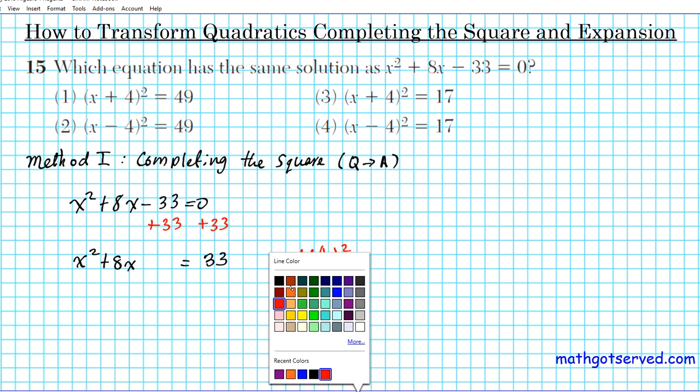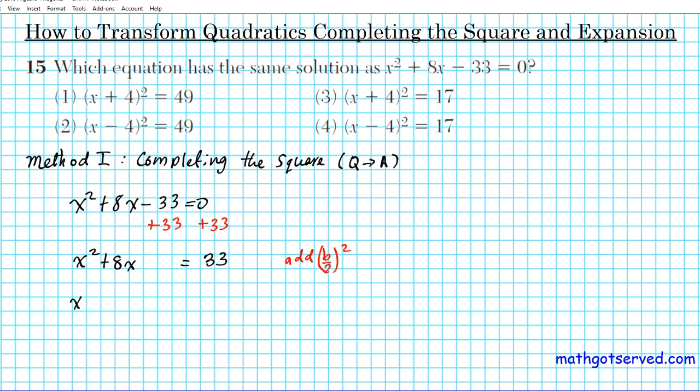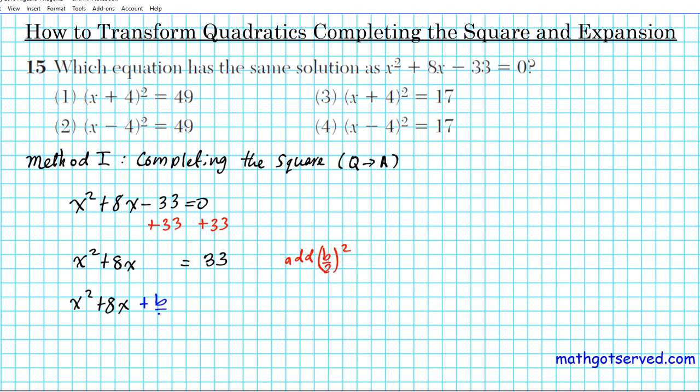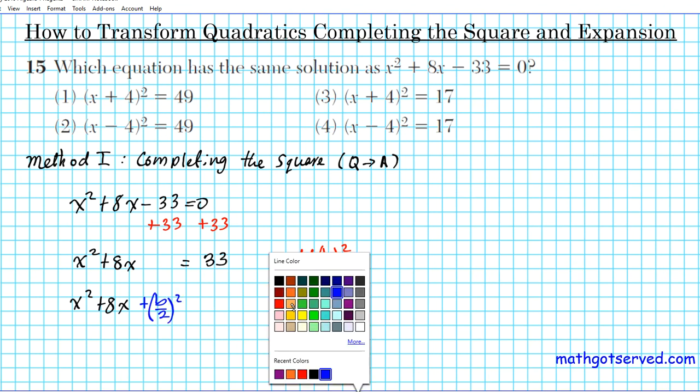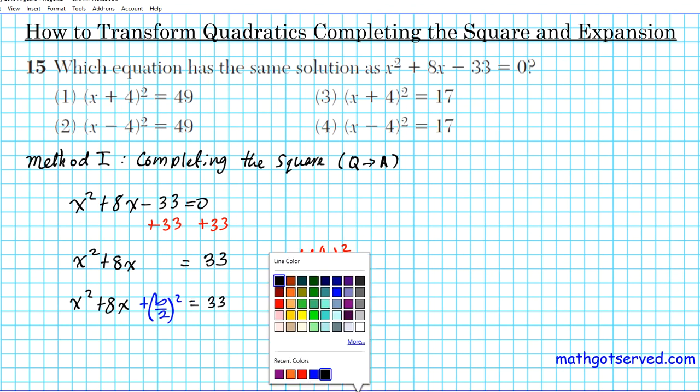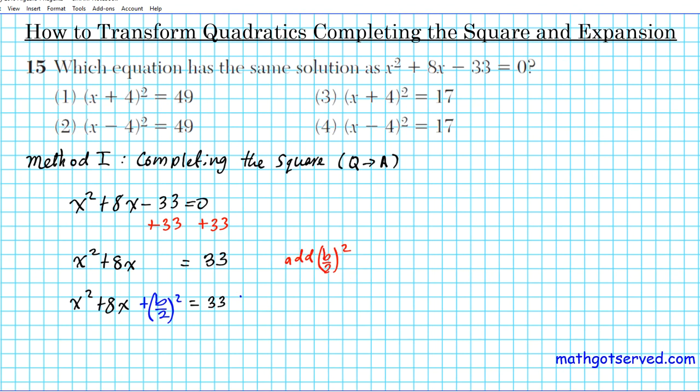Okay, let's do it. So we're going to have x squared plus 8x plus b over 2 square. And then we added that to the left side, so we're going to do the same to the right side. 33 plus b over 2 square. Okay, so what on earth is b over 2? Now, if you look at this equation right here, the coefficient of the x squared is a, that's a, and the coefficient of x is b.